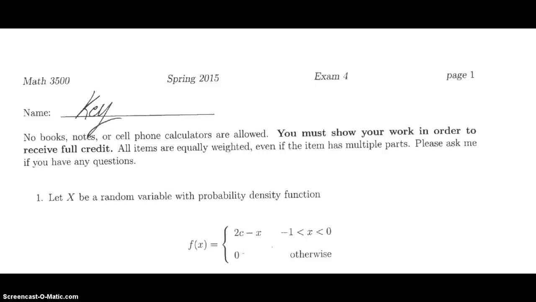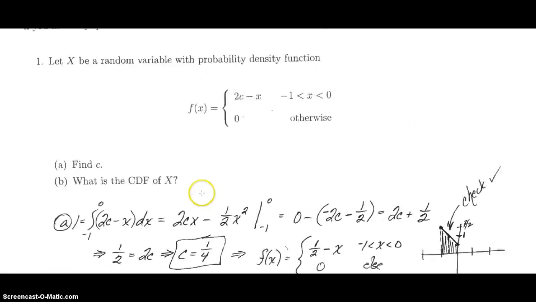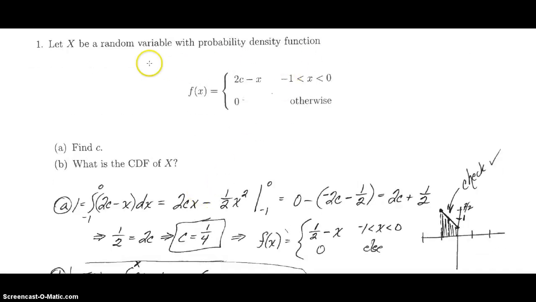Okay, the solutions to exam 4 here. Number 1, we had a random variable with a given PDF, except that we had a c here, a constant that we weren't sure what it was. So that was part A.